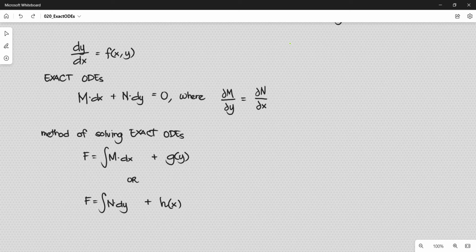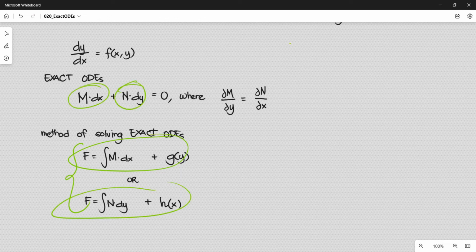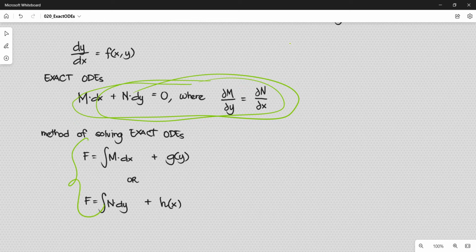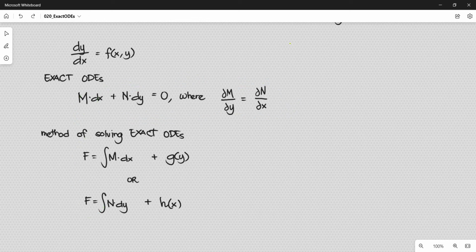So, pag nagso-solve tayo ng exact ordinary differential equations, susundan lang natin itong pattern na to. Pwedeng ito, pwedeng ito. Piliin na lang natin kung ano yung mukhang mas madaling i-integrate. Kung ito or ito. So, yung gagawin is, i-check natin kung exact ba yung differential equation. And kung exact siya, pwede tayo mag-proceed dito sa method na to. Okay? Examples.